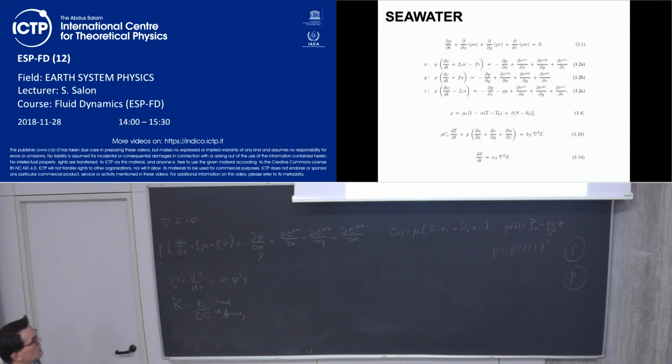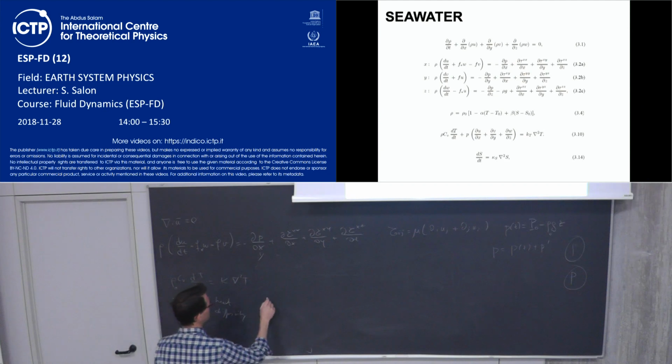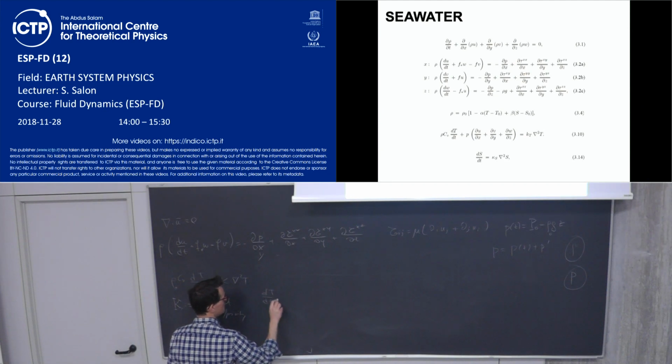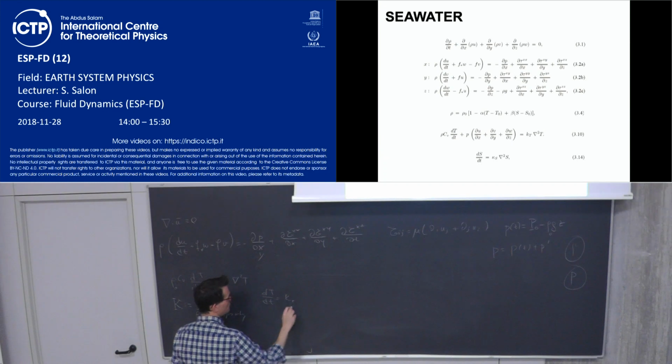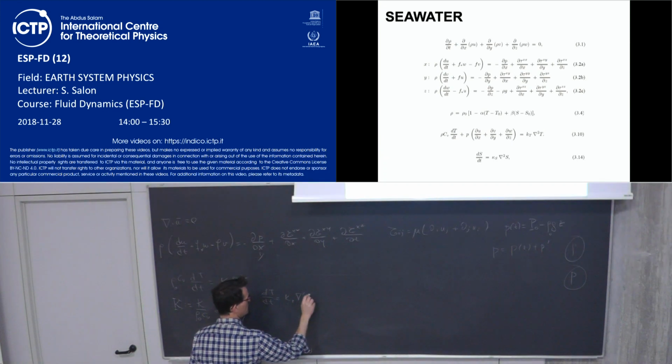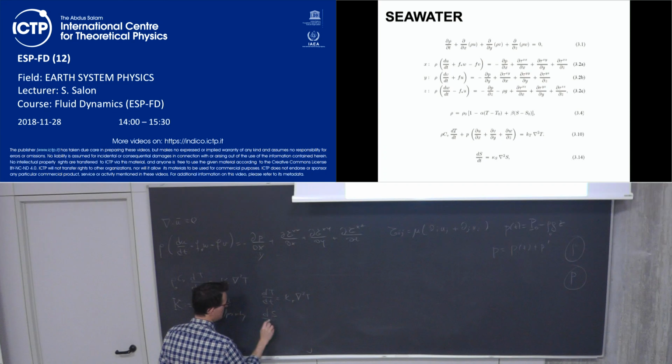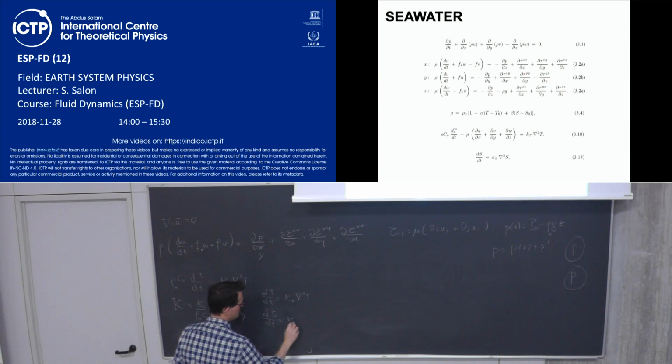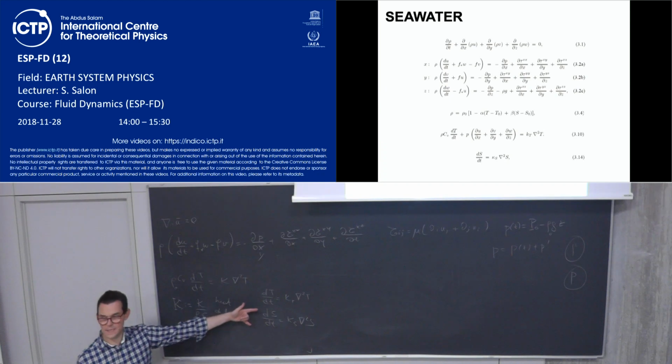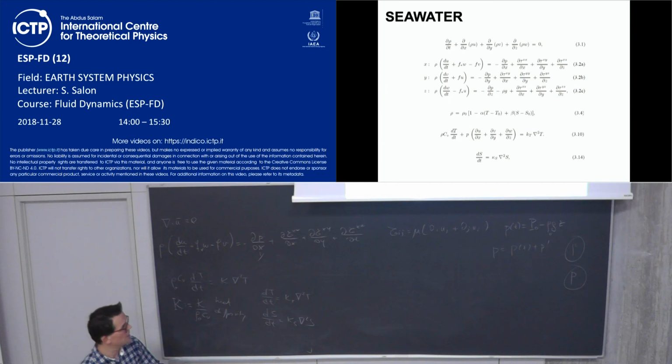A similar thing we can do also for the salinity, for the seawater. So we will have two equations, one for T with κT and one for S with κS. Okay, so the two equations are actually isomorphic.